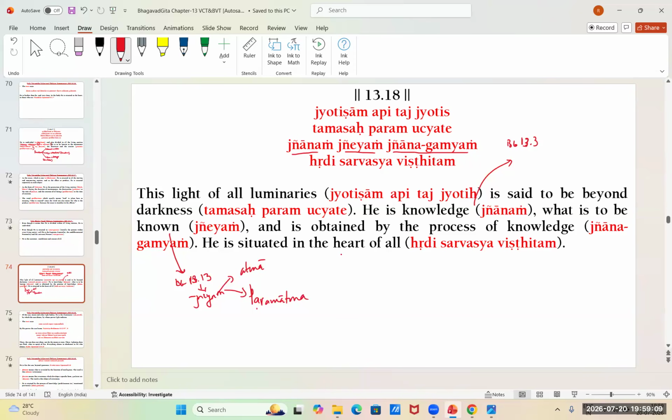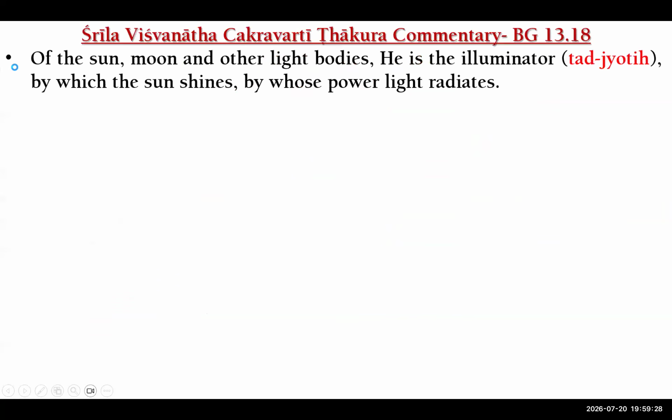Knowledge, object of knowledge. What is to be known? And the means or the process of knowledge, Jnana Gamyam, the process is 13.8 to 12. It is the means of knowledge and is situated in everyone's heart. So, this is how we have to understand.